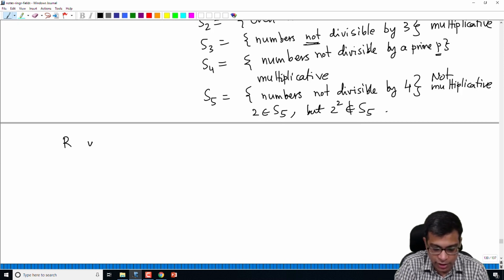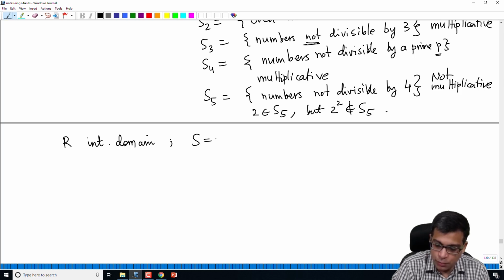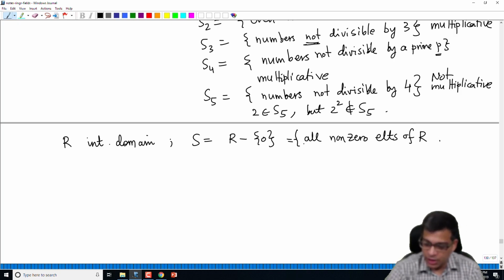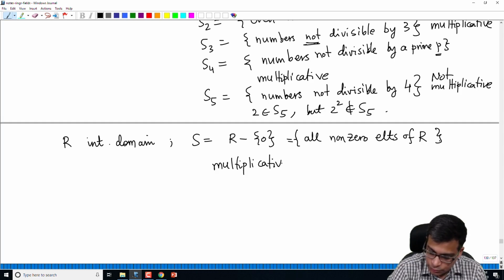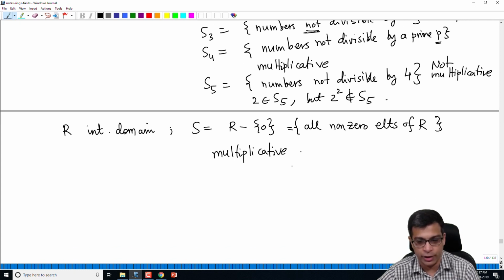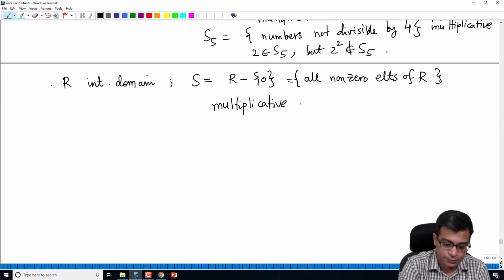More generally, if you have an integral domain, you can take S to be R minus 0, so all non-zero elements of R. This is multiplicative also, because if you multiply two non-zero numbers, their product is non-zero. So if two elements are in R minus 0, their product is also in R minus 0. Remember that this will not be multiplicative if R is not an integral domain. There will be two non-zero elements whose product is 0, so that will not be multiplicative.